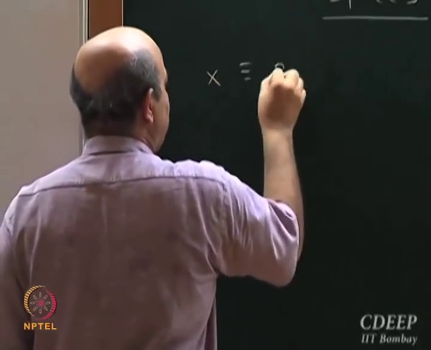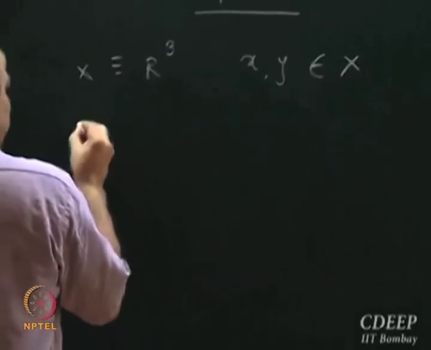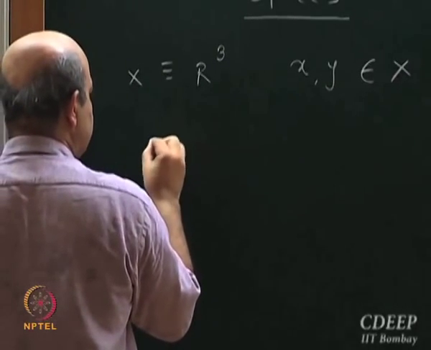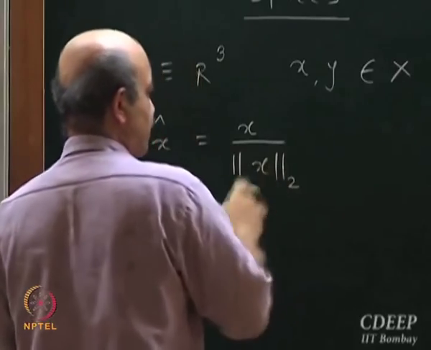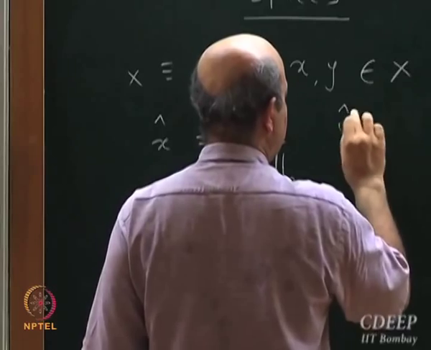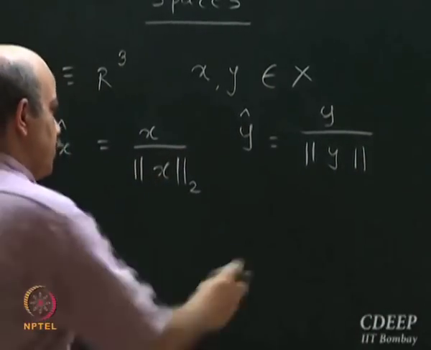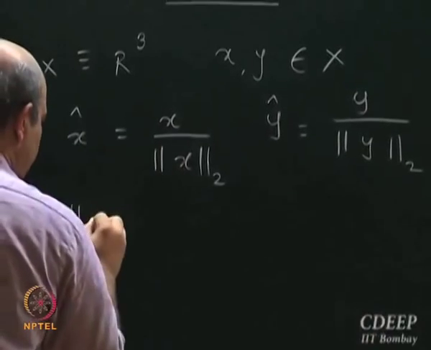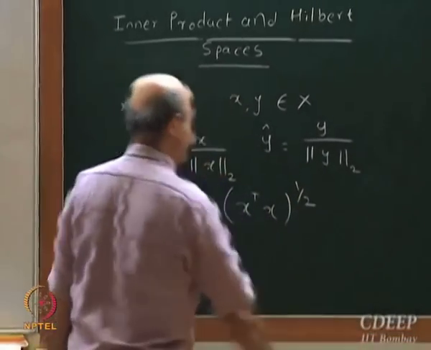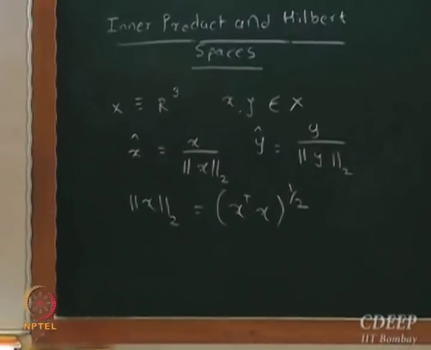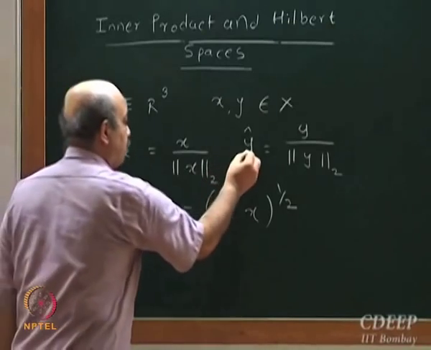If my X is nothing but R3, and I am given any two vectors x and y that belong to X, then what I do is I construct the unit vector x cap as x by 2-norm of x, and y cap, which is also a unit vector, y by 2-norm of y. The 2-norm of x is x transpose x raised to half. We construct two vectors which are unit vectors in the direction of x and y, and then if I want to find out the angle between x and y, I have to take a dot product between them.